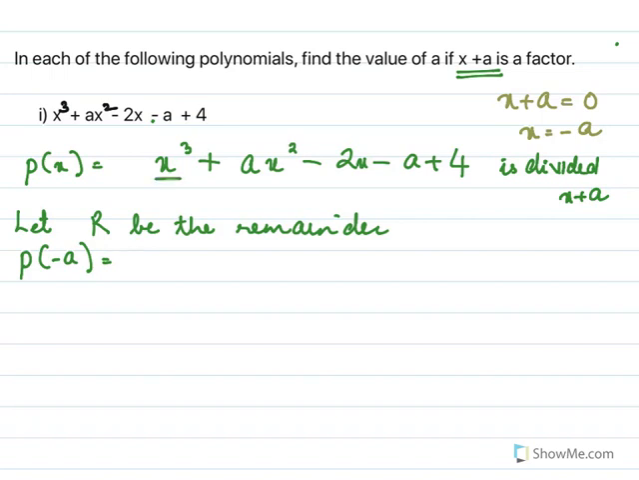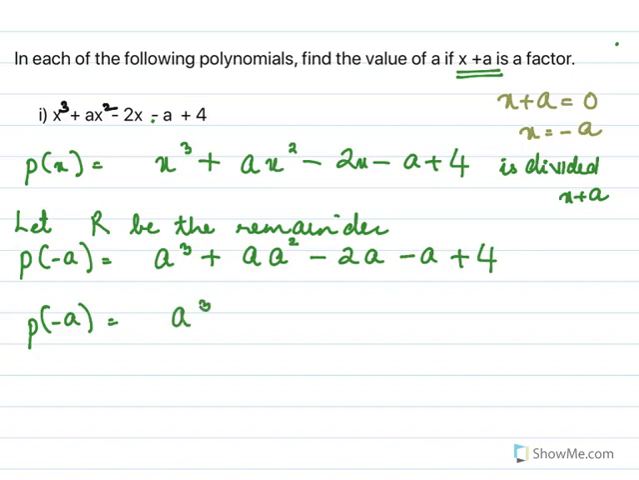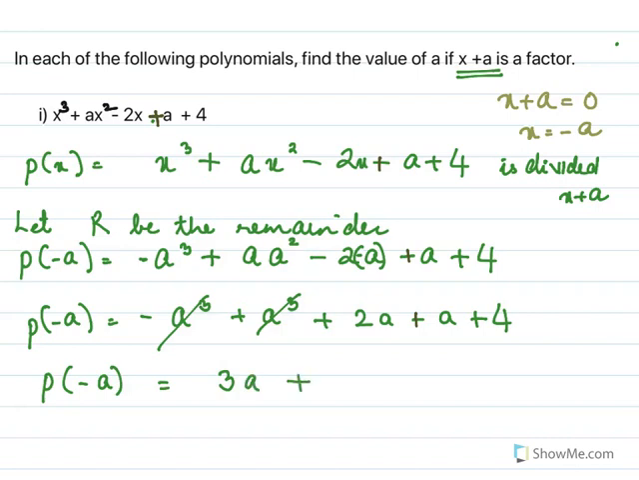So this is p of minus a. Wherever there is x, I will put minus a. So this is minus a cube, plus a cube, and minus 2 times minus a, which is plus 2a, minus a plus 4. There's another little mistake here: this will be taken as plus a. So here this cancels out. So p of minus a equal to 3a plus 4.